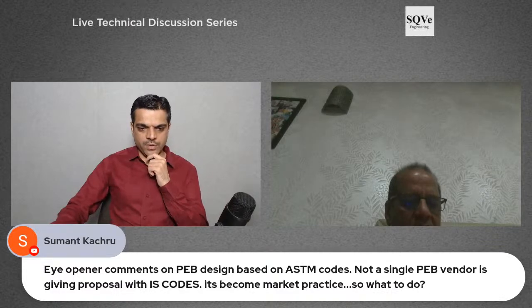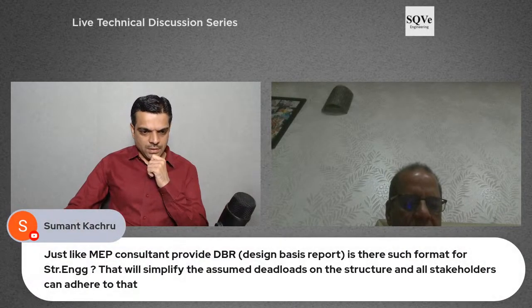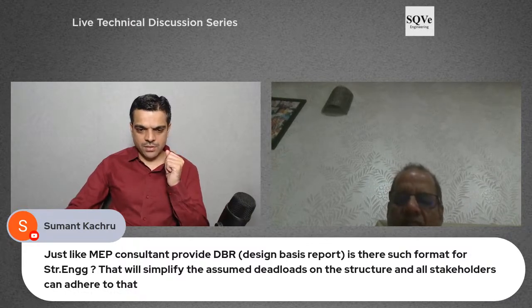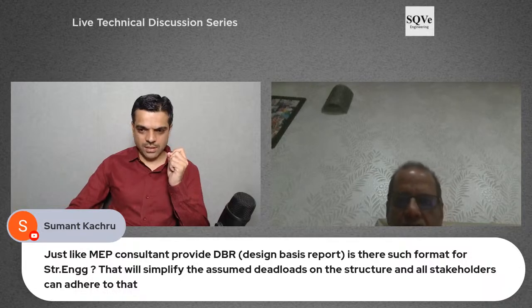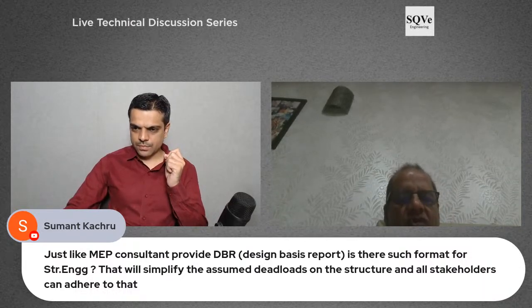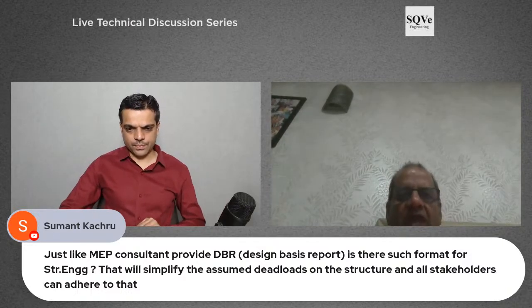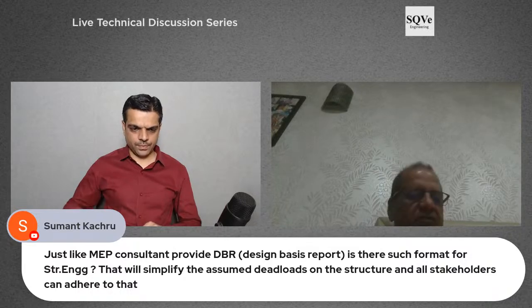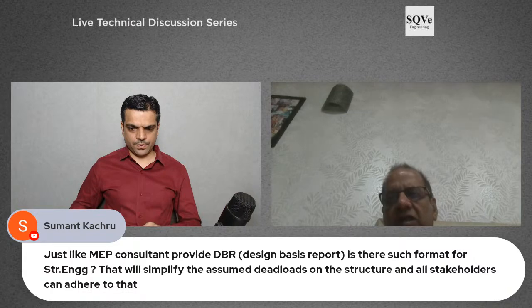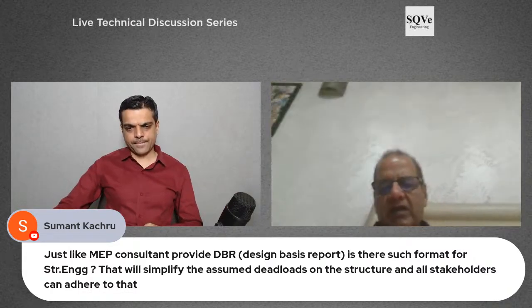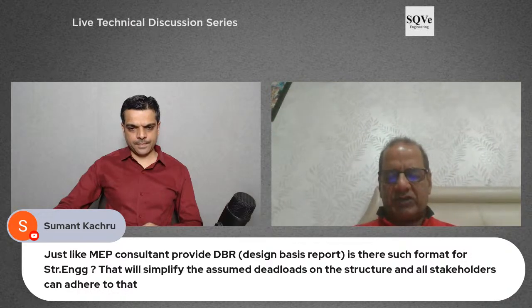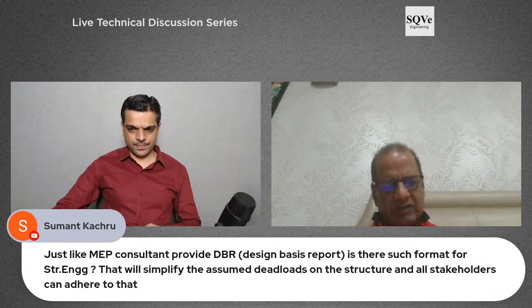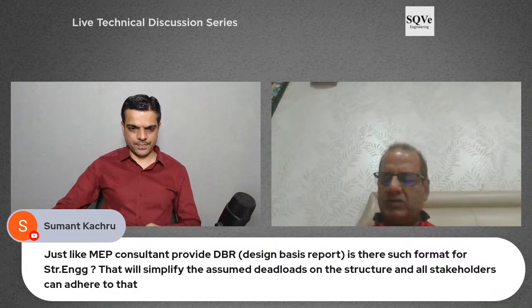Okay. Any eye opener comments on PEB design, what we discussed. Then Sumant is asking, just like MEP consultants provide a DBR, is there such a format for structural engineers that will simplify the assumed loads on the structure so all stakeholders can adhere to that? Actually, the DBR started from structural designing only, and we prepare a wonderful DBR. Every design should be preceded by a DBR, design basis report, where you are defining the structural system, loads, other parameters, analysis method, all the things. If the building is longer and you are providing an expansion joint or not providing, everything is mentioned in that DBR. Many consultants have excellent DBR formats. So it is there already in practice.